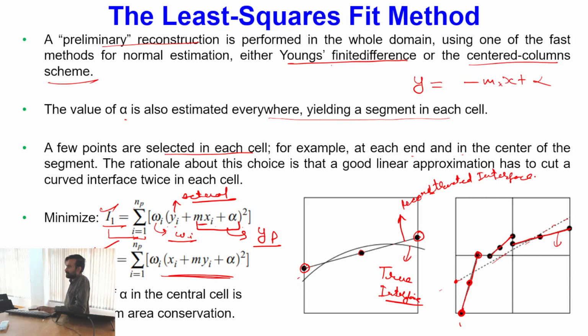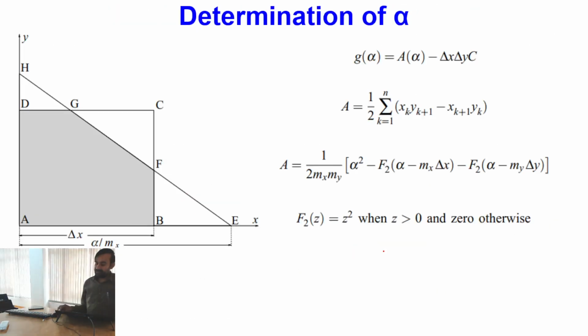Are all clear with this idea? How can we improve the interface reconstruction if we use the least squares fit method? We use our initial preliminary method, and after that we define the error function. Ultimately, what is the error function? It is nothing but the difference between the actual and the reconstructed interface, and we try to minimize it so that we can get good accuracy. Okay, so this is all about the estimation of slope.